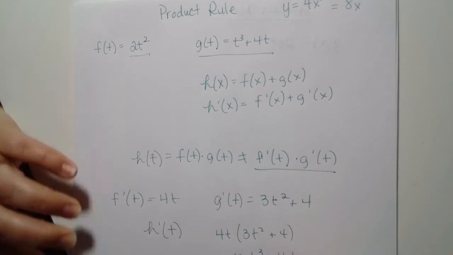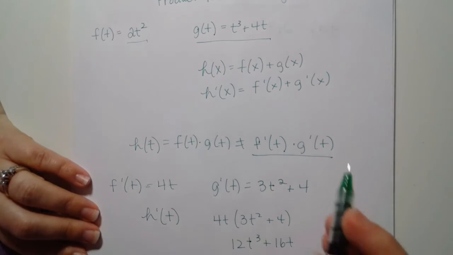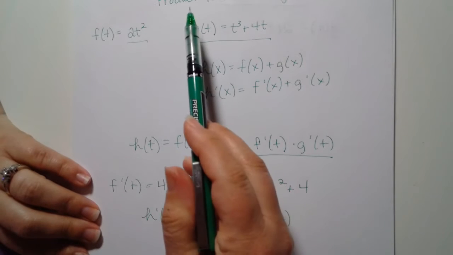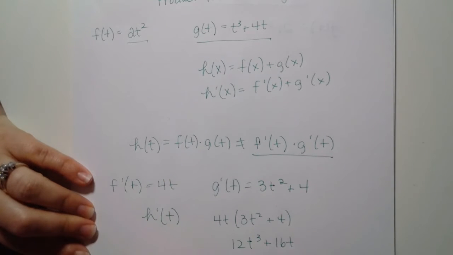Now there's a way to check this because these are just two polynomials, so I could actually just multiply them together first. So let's do it that way. Let's do f times g. So that would just be 2t squared times t cubed plus 4t.